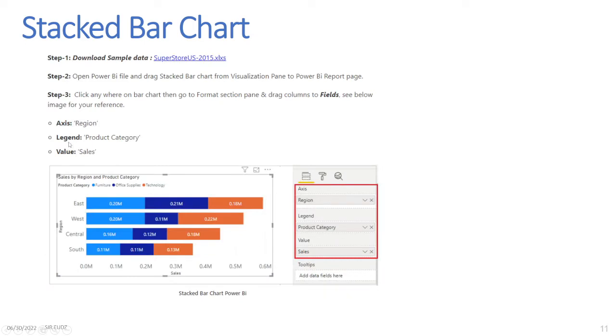Download sample data. So to do this, we download the sample data, open the Power BI file and drag the stack bar chart from the visualization pane to the Power BI report page. Click anywhere on the bar chart, then go to the format section pane and drag columns to fields. See below image for your reference. So for axis, we have region. These are the regions for the axis. Legend, we have the product category, and value, we have sales.